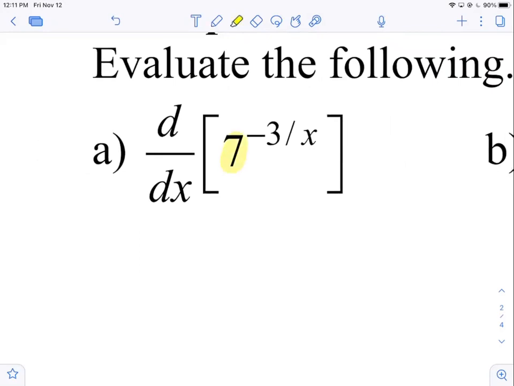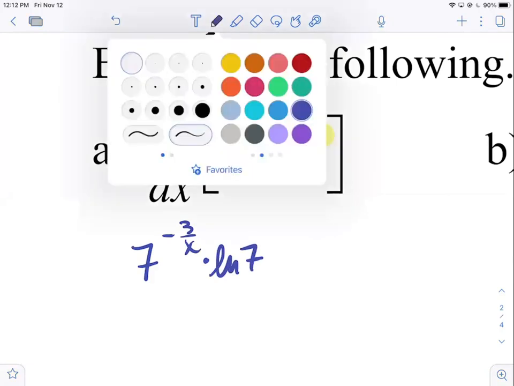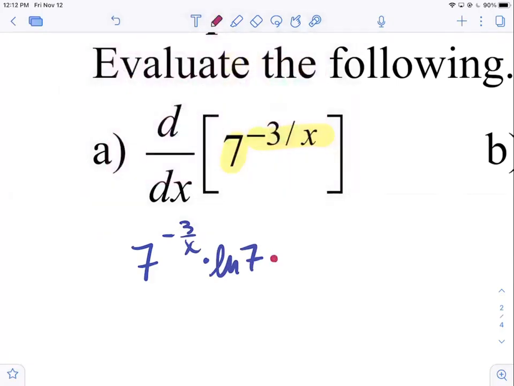Well, I have a numeric base and a variable exponent. Is this going to be the power rule? No, this is the exponential rule, right? Exponential is always variable in the exponent, numeric base. So what is the derivative of 7 to the blob? 7 to the blob times the natural log of 7. Very good. That's that first layer, times the derivative of -3 over x.